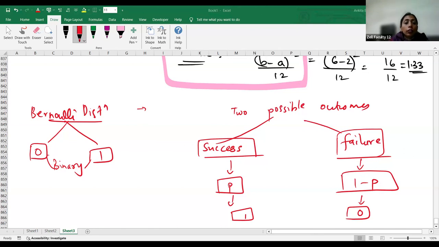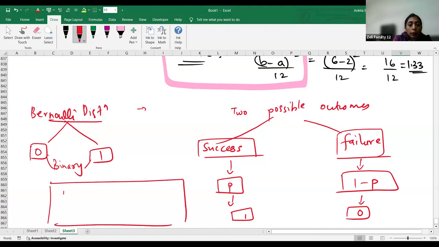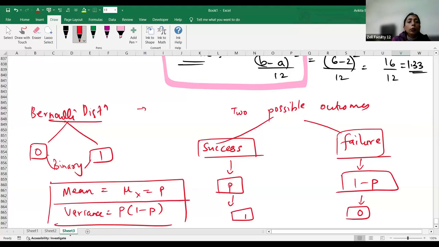Okay. So the mean of this distribution, we represent it using mu. And if I have to represent the variance of this distribution, then it is taken as P into 1 minus P. This is the variance. And the mean is nothing but the P value. So the mean here is P and the variance is P into 1 minus P. Okay.